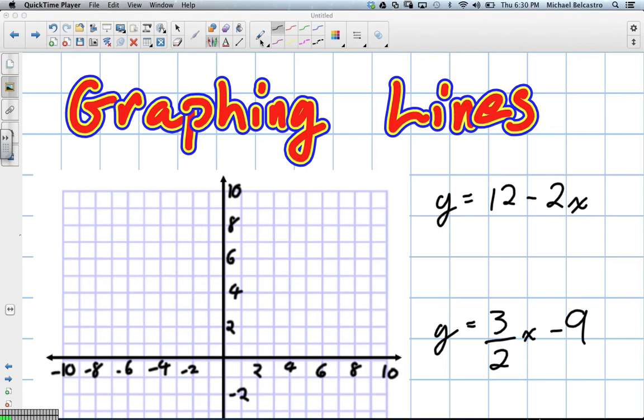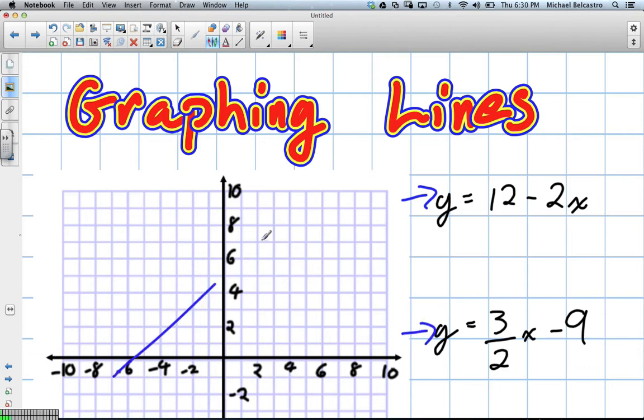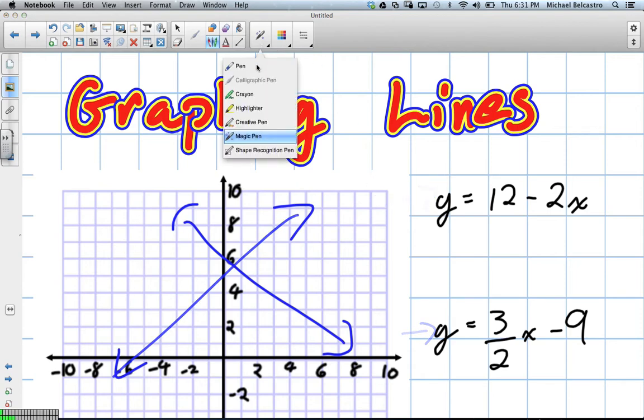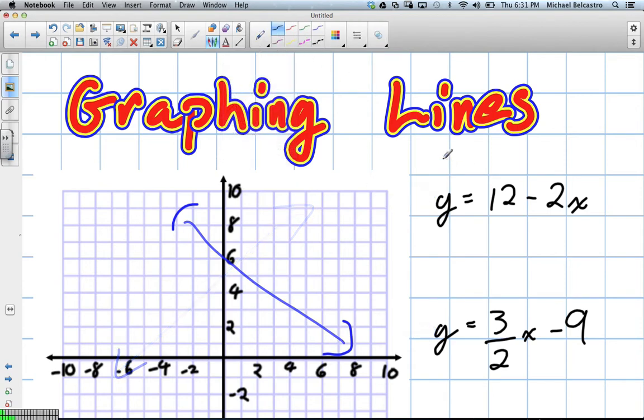So we're going to go over graphing lines and then even seeing if there's a solution to those two lines. So the first thing we want to talk about is we have two equations here, and each of these equations represents a straight line on here. We just don't know what it looks like.